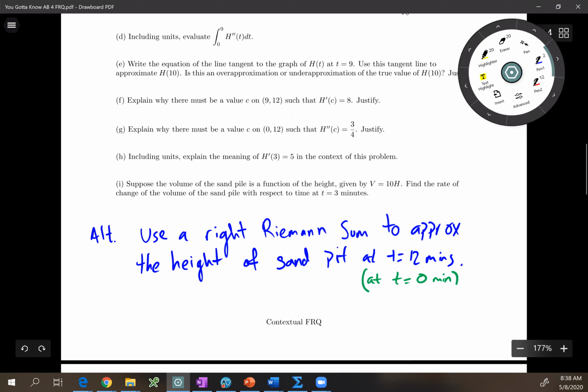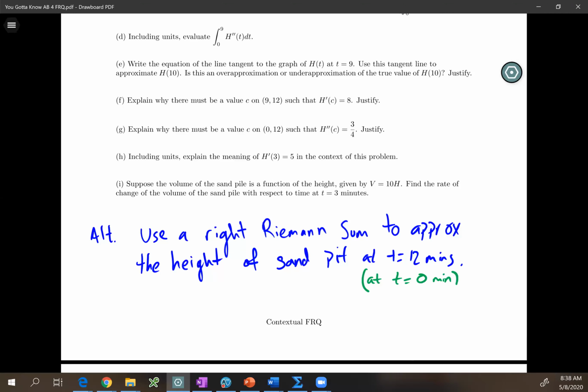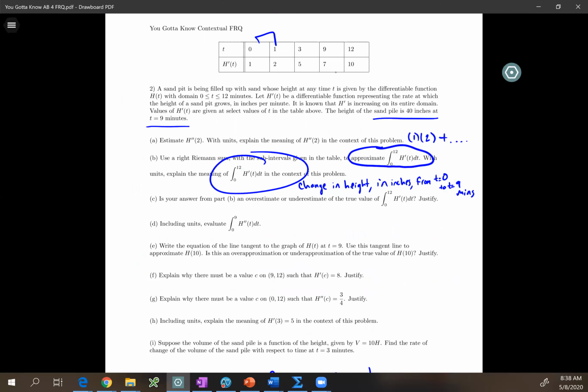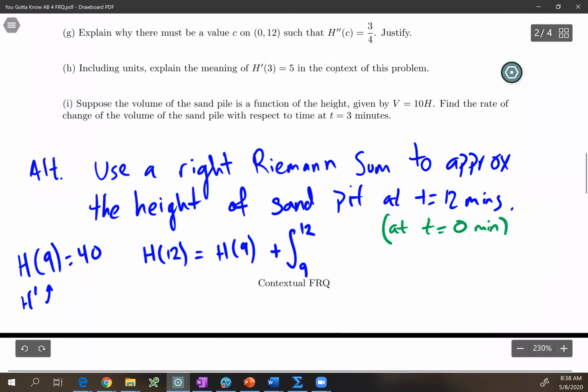So for at time 12 minutes, well, we know what h of 9 is. That was given to us, right? We know h of 9 equals 40, and we have h prime. To get from h prime back to h, that's an integral. So we can do h of 12 equals h of 9 plus the integral from, now it's 9 to 12, not 0 to 12. Even though we have 0 to 12 on our whole table, our right Riemann sum would only be from 9 to 12 of h prime of t dt.